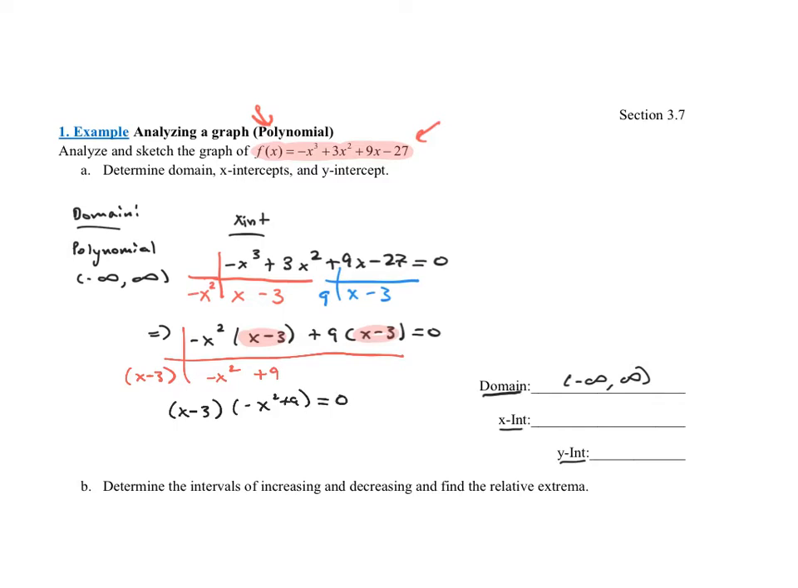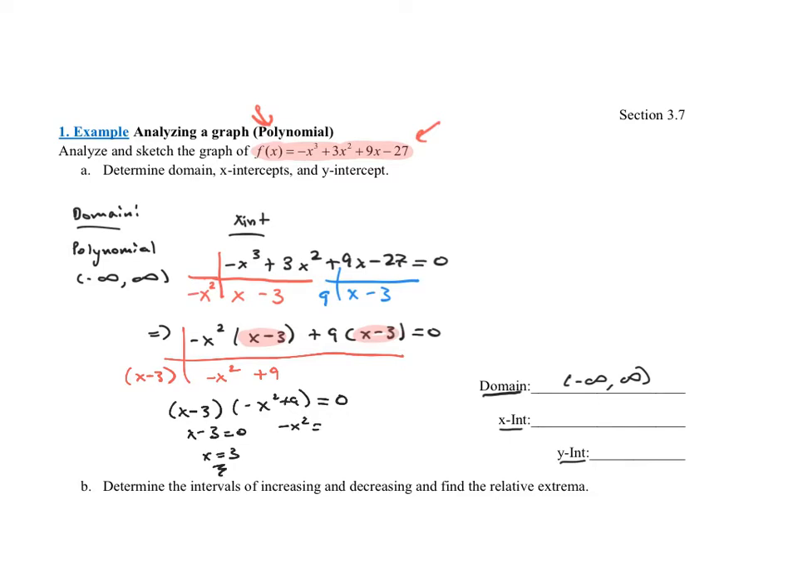Now we have the factors equal to 0, and by the multiplication of 0 principle, this equals 0 if and only if one of the factors equals 0. So I set the factors equal to 0 and I solve. Add 3 to both sides, I get x equals 3. That's one of my x-intercepts.